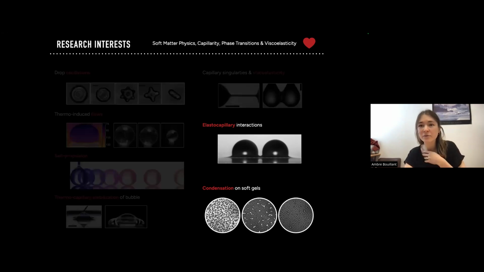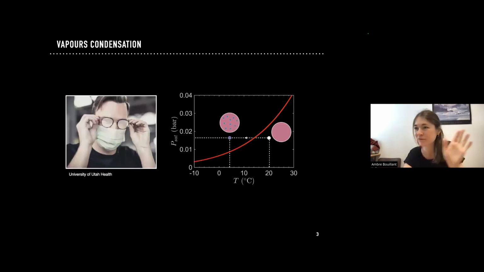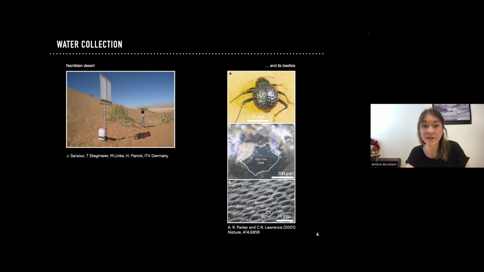Okay, so condensation refers to the transition of vapor to a liquid state, and this actually occurs when the humid air is cooled down below the dew point. That is when we cross this curve from right to left in this pressure temperature diagram. And this is something that is really well known, for example, when the exhaled air condenses on your glass. But it can also be exploited in nature, either by humans or by insects, to collect water in deserts.